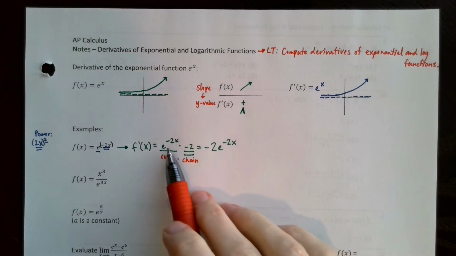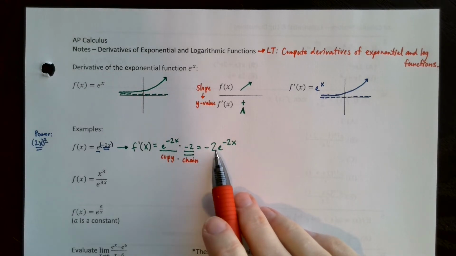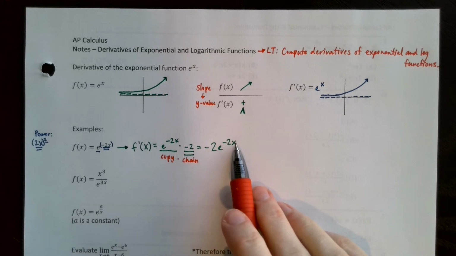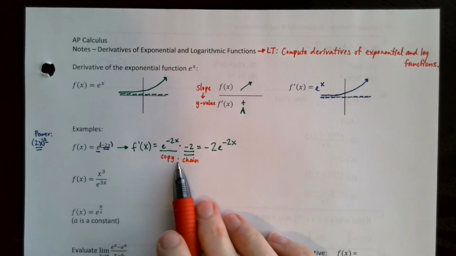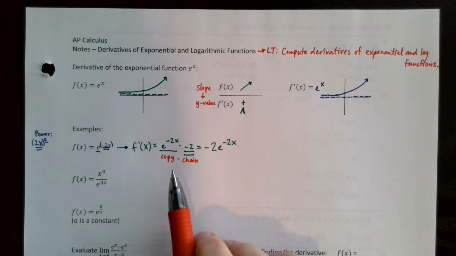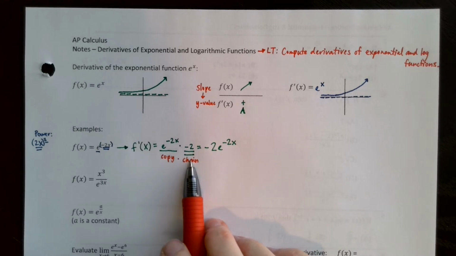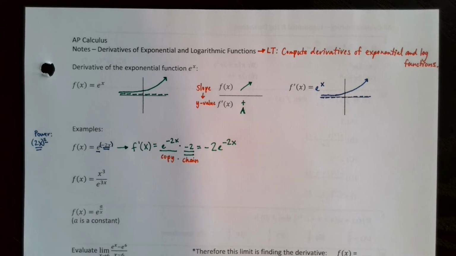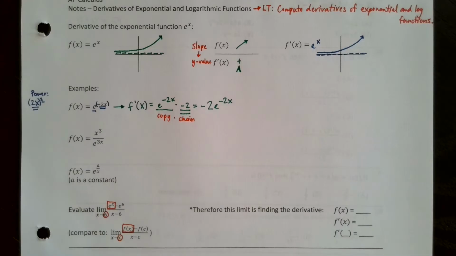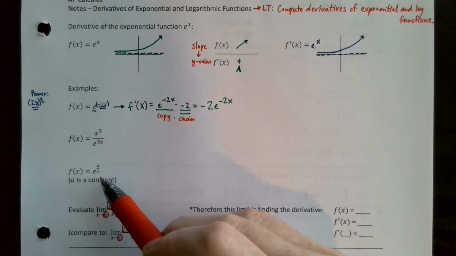So just cleaning up our final answer, that negative 2 coefficient will go in front, e to the negative 2x. And so an easy way, hopefully, for you to remember how to handle an e derivative is to always copy first. So identically copy that function and then times it by the chain of the inside. And the inside will always be the exponent of the exponential function. I'd like to leave the next two examples for us to work out together in class.